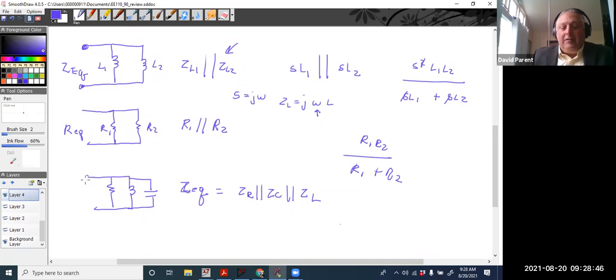And let's just do a quick review on parallel. If there's more than one way to get to 2 points or 2 nodes, I'm going from A to B, and there's more than one way to go, that element would be in parallel. So if I can come through this path, that's one. I can go through that path. That's another path. And I can go through here.